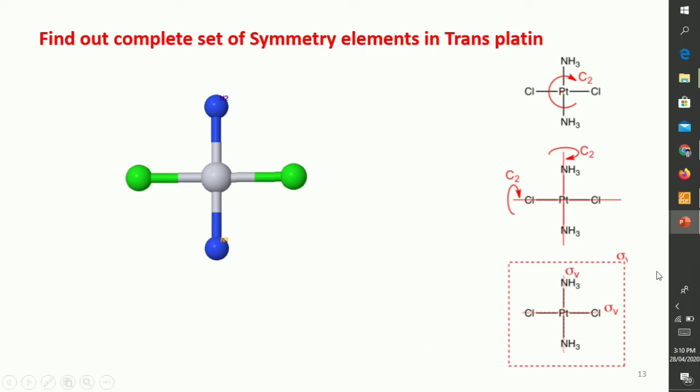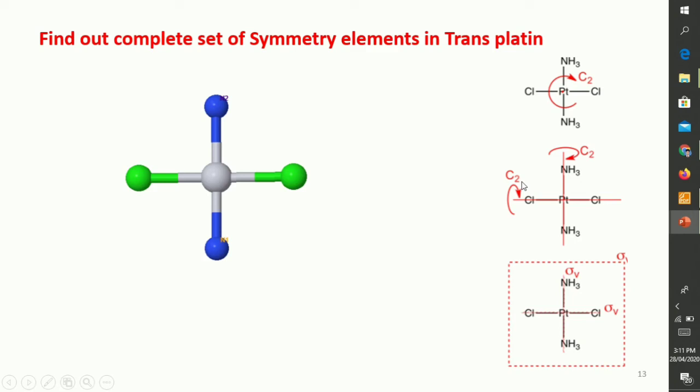There is sigma h, which is perpendicular to the principal axis of rotation. So here is only C2, so we can call this axis the principal axis or the axis of rotation. If a plane of symmetry is present perpendicular to the axis of rotation, then that would be marked with sigma h. So there is a sigma h present in this molecule. Moreover, there are two sigma v also present, just like C2 dash and C2 double dash in transplatin.